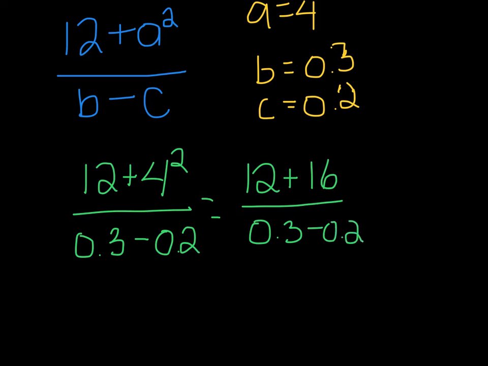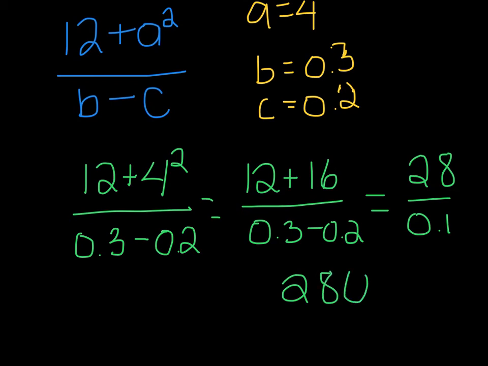So our next step is to go ahead and add that up top and do the subtraction on the bottom. So 12 plus 16 equals 28 over 0.3 minus 0.2 is 0.1. And now we just divide those, and our answer equals 280. Okay, now you need to just go ahead and work on problems 1 through 4.